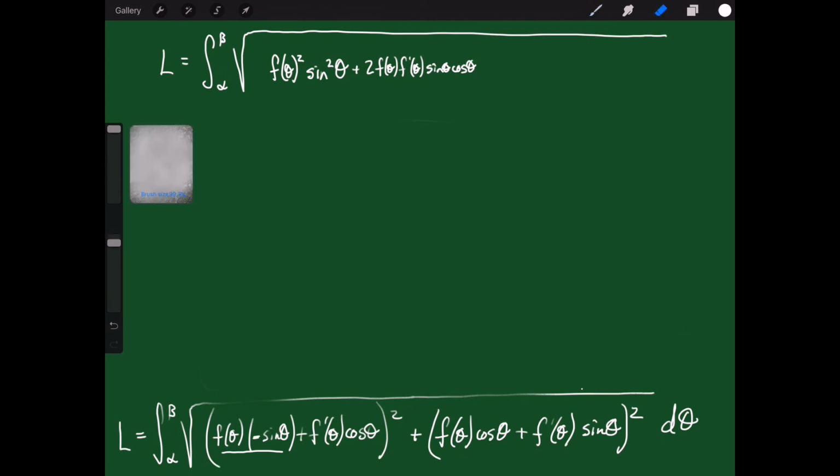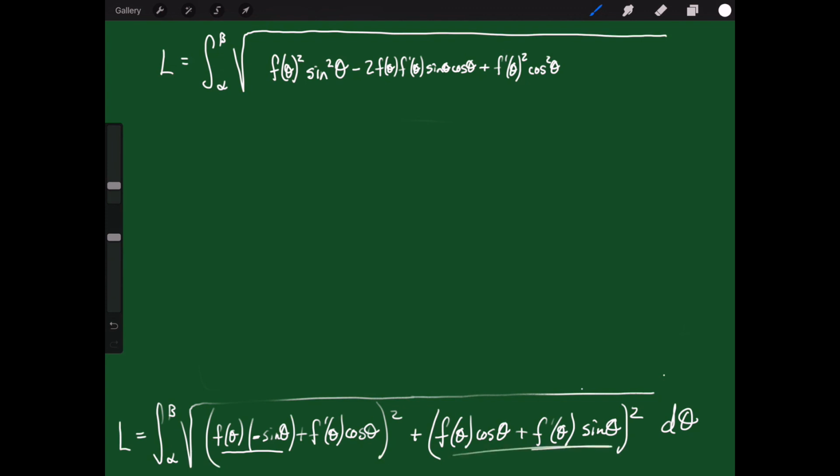And then I have this negative right here that needs to go out front. So this is going to become a negative. Then I get the second one squared, plus f prime of theta squared cosine squared theta. Okay, so that's the first one.